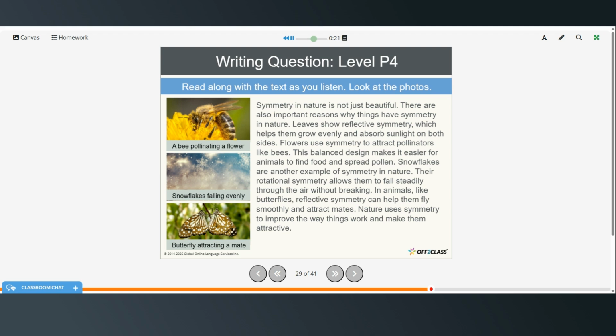Snowflakes are another example of symmetry in nature. Their rotational symmetry allows them to fall steadily through the air without breaking. In animals, like butterflies, reflective symmetry can help them fly smoothly and attract mates. Nature uses symmetry to improve the way things work and make them attractive.